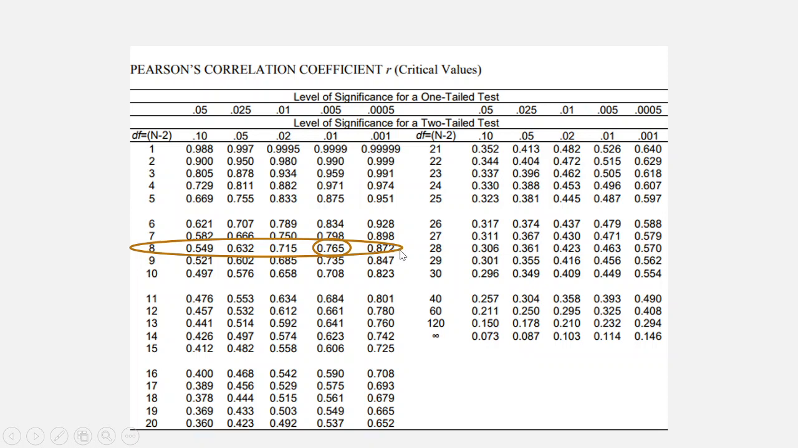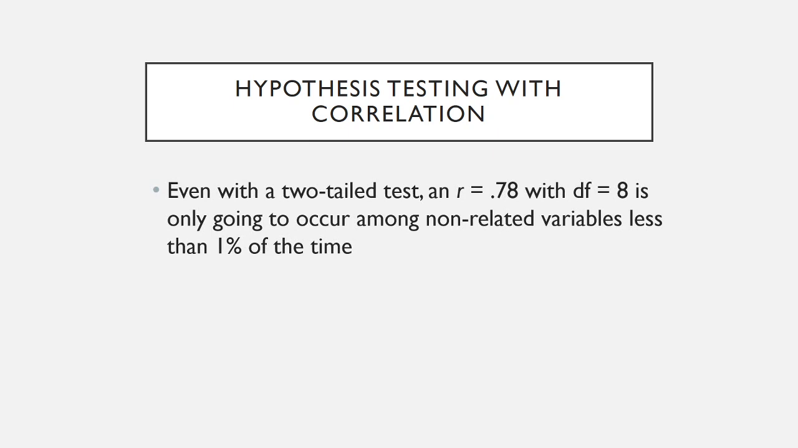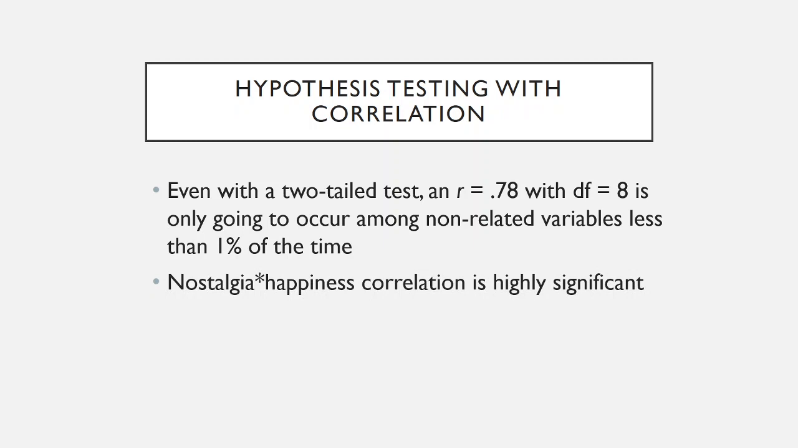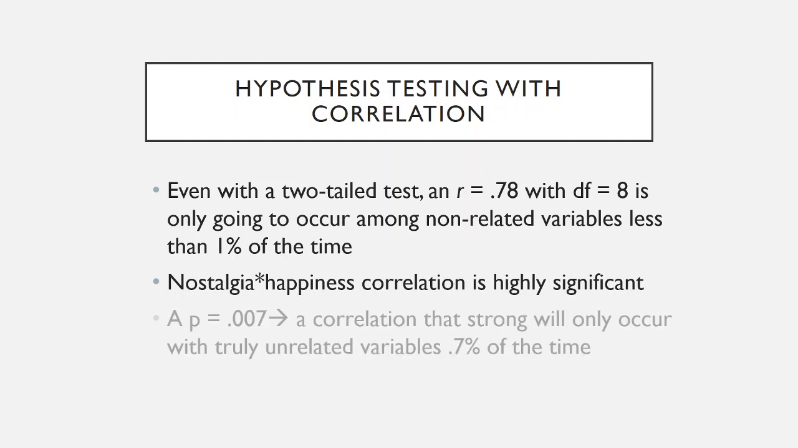So what that leaves us is a statistically significant correlation at the p equals 0.01 level, but no more than that. Now what the specific p-value means is that even with a two-tailed test, a Pearson's r of this magnitude with this degrees of freedom is only going to occur among non-related variables less than 1% of the time. We're very far into the region of rejection. This strong of a correlation with this underlying sample size can theoretically occur with unrelated variables, but just very, very rarely. This is why we would declare this particular correlation highly significant.